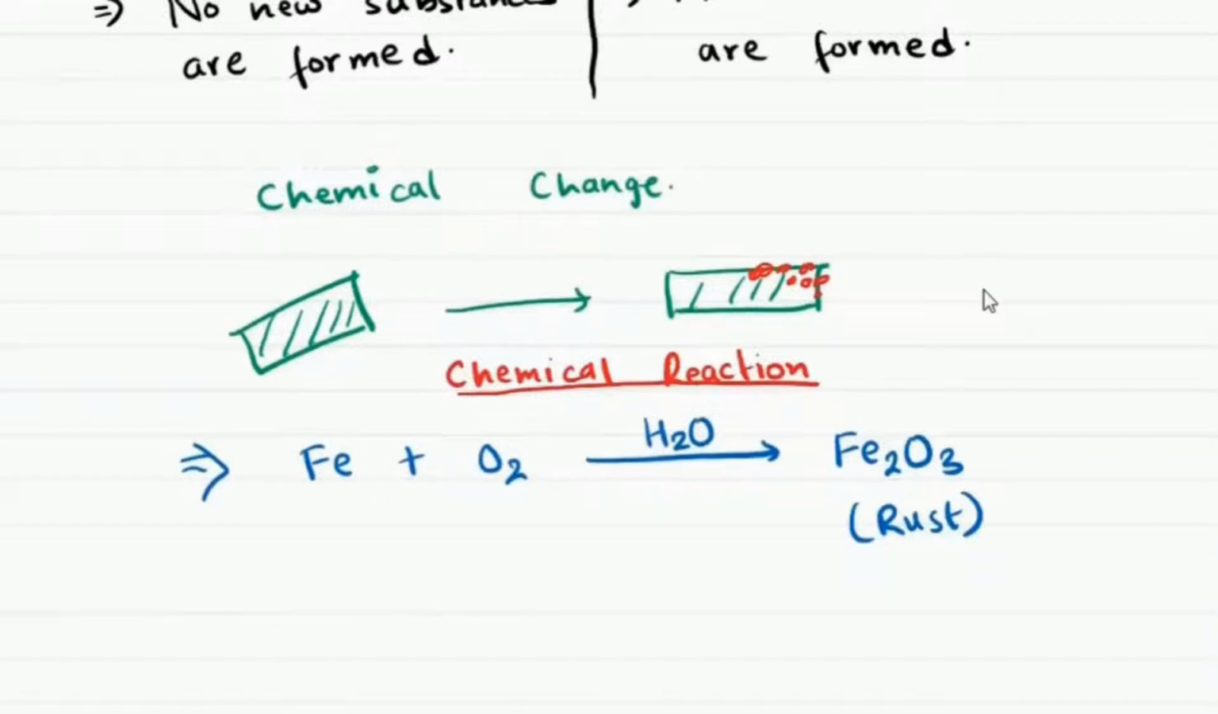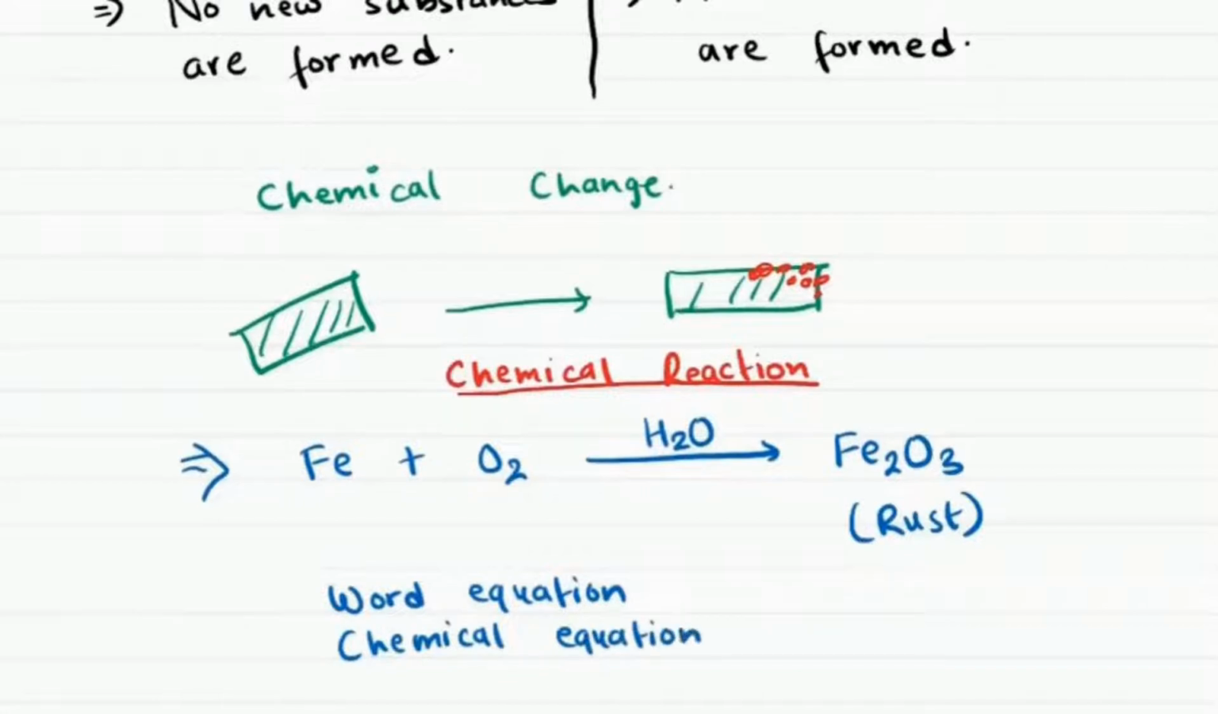Now, a chemical reaction can be represented in two ways. One of the ways is the word equation, and another way is the chemical equation. So now we're going to talk a little bit about these equations, okay? So we talked about chemical reaction, and like I said, it can be represented in two ways. One is word equation and the next one is chemical equation. So first let's look at word equation.